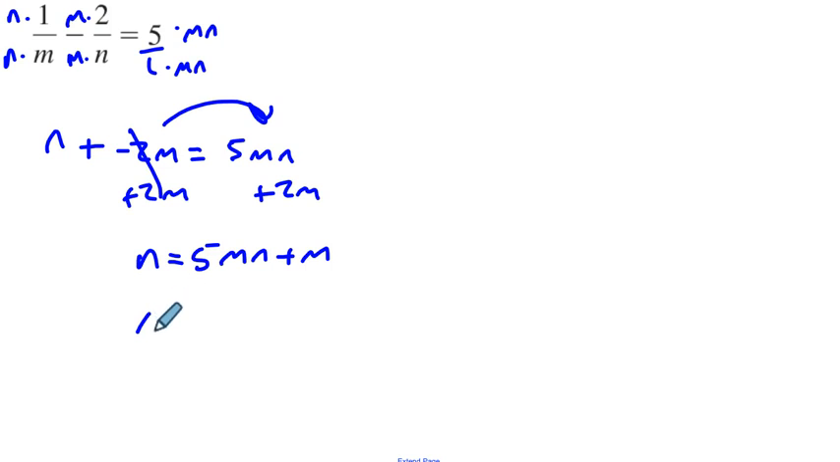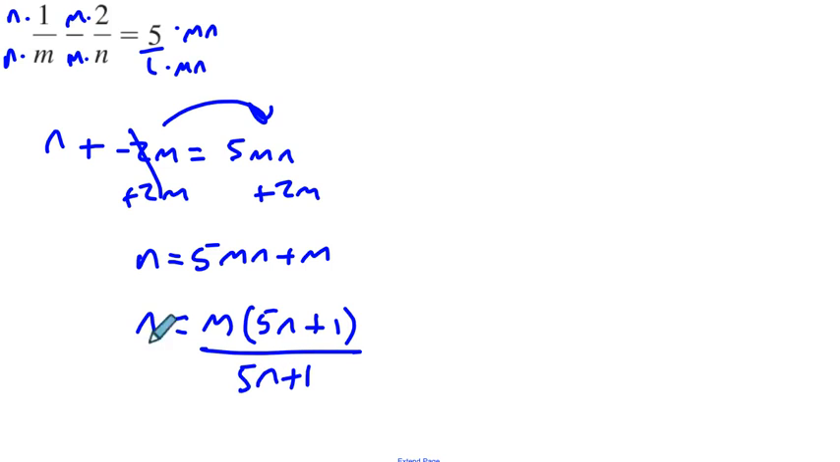So here, check this out. I'm going to factor out m. That means what do I have left inside? I have 5n left inside, and I have 1, right? m times 5n is 5mn, and m times 1 is m right there. So now I have my variable. So now if I want to isolate it, I just divide both sides by that term right there.